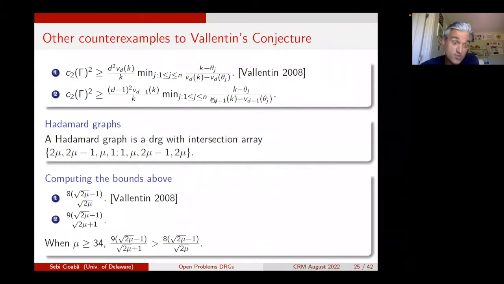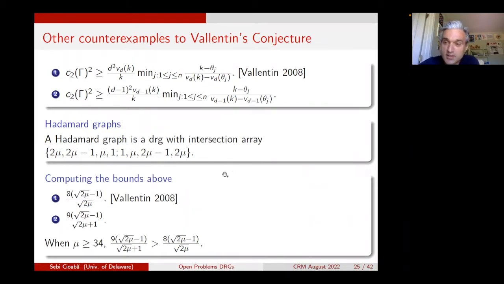And so from the bound of Vallentin gives that the square of the least distortion is, well, I don't remember if it's the square of it or the least distortion itself. So you get this lower bound here, and we got something like this. And for mu large enough, this bound is strictly bigger than Vallentin's bound, so therefore his bound cannot be tight.